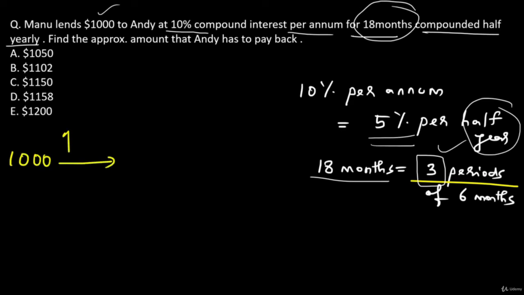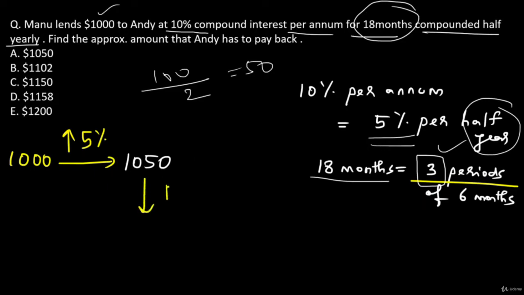When you increase 1000 by 5%, this will become 1050, right? How do you do this? When you increase it by 10%, that's 100. 10% of 1000 is 100. So 5% is 100 by 2, which is equal to 50. So that's how you get 1050 over here.